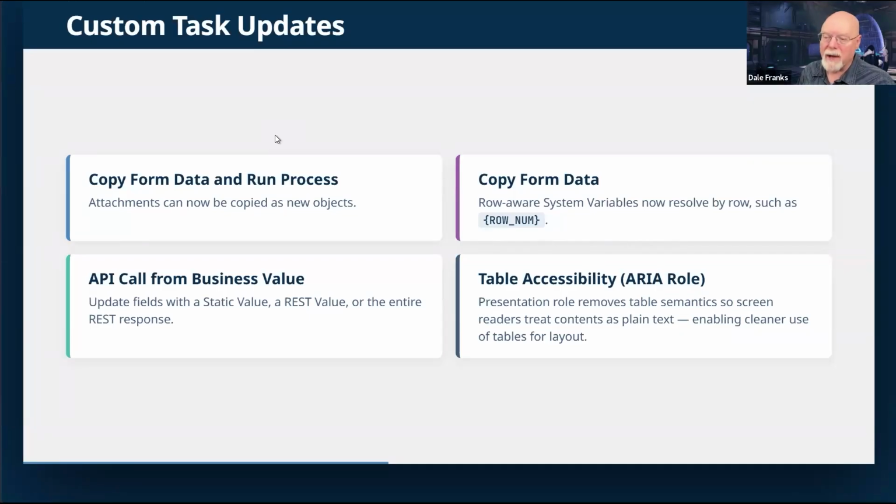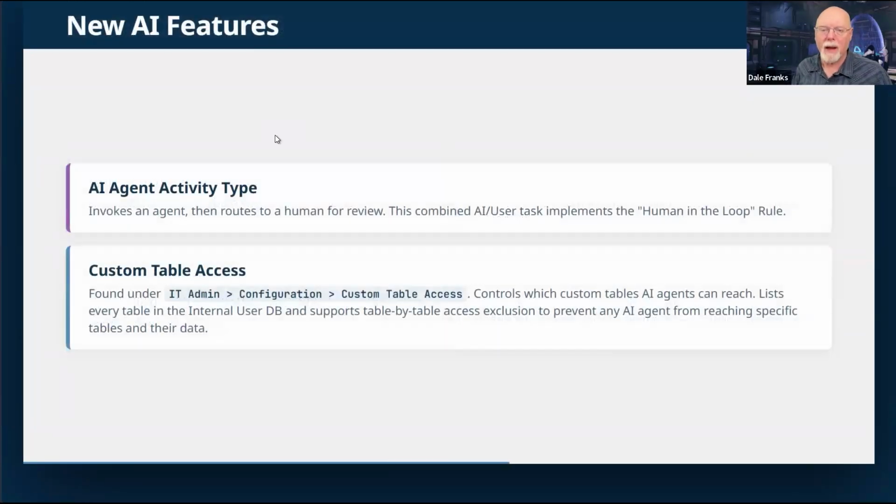So those are our custom task updates. Now let's talk about the new activity type that we have added. We have an AI agent activity type that we've added. Essentially, what it does is it enables you to send a prompt to whatever AI system it is that you're using. Whatever action you've asked to have that AI system do in the prompt will occur.